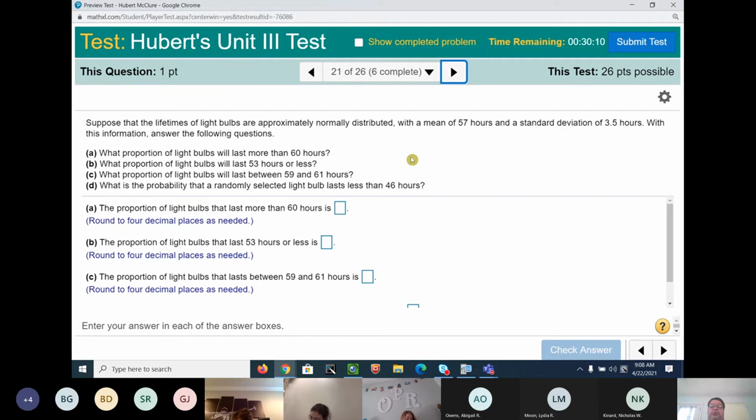And A, more than 60. A is more than 60. Probability is more than 60. B, 53 or less. X is less than 53. C, between 59 and 61. And D, less than 46.